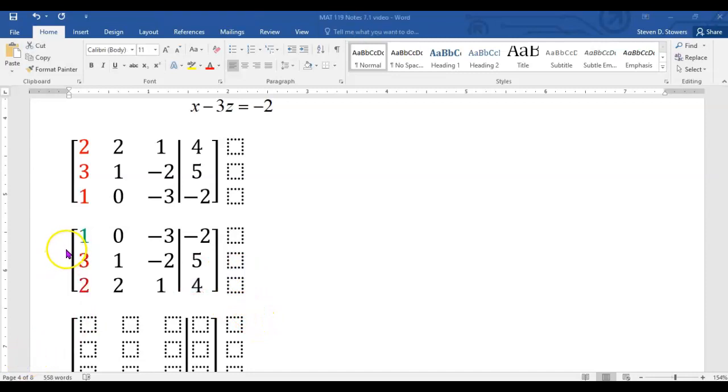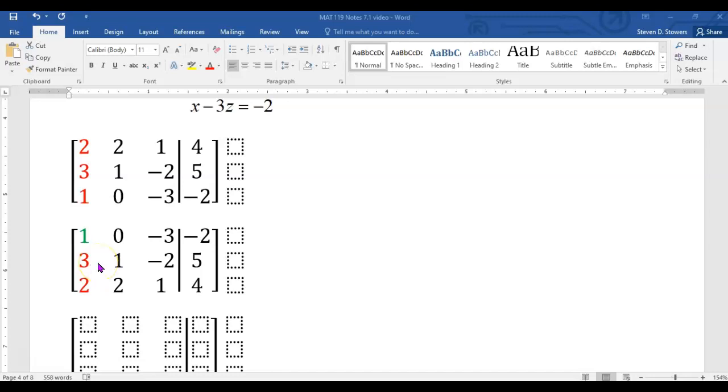Now that I have the 1 in place, next thing I want to worry about is getting zeros here and here. So look in this middle row where there's a 3. How can I turn a 3 into a 0? Remember, what I'm allowed to do is I'm allowed to interchange two rows. I'm allowed to multiply or divide everything in a row by some non-zero number. Neither one of those is going to help me, but the third thing is going to help. I'm allowed to add a multiple of one row to another row.